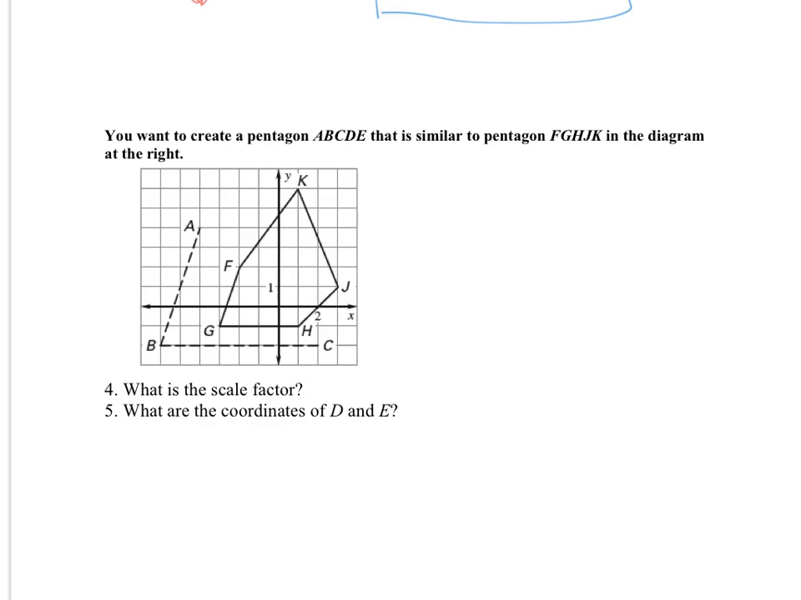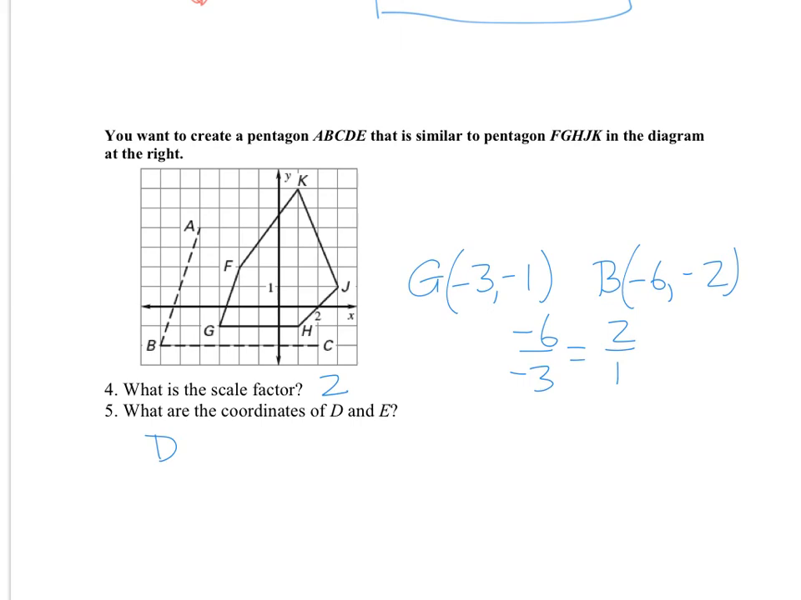And this one, what is the scale factor? We can just look again at a set of coordinates. So I'm going to look at G, which is (-3, -1), and B, which is (-6, -2). -6 divided by -2 is 3? No: the ratio is 2 to 1. So the scale factor is 2.